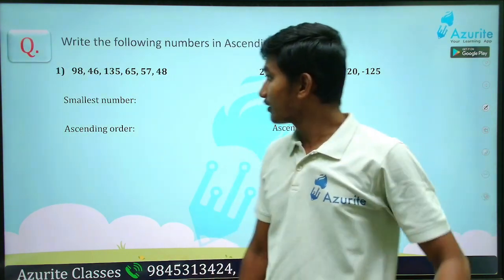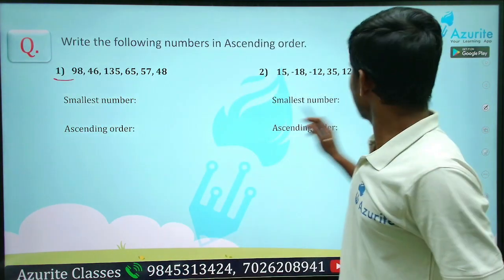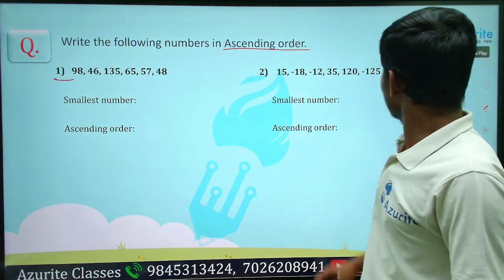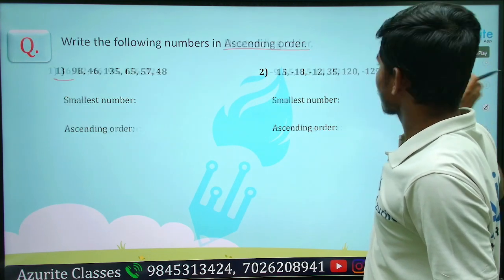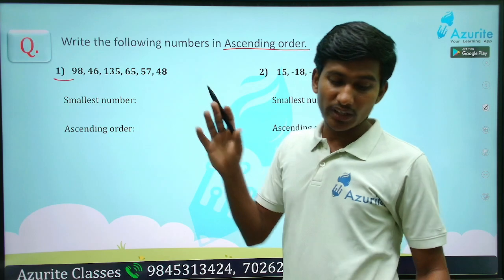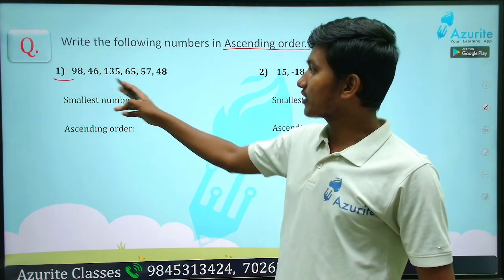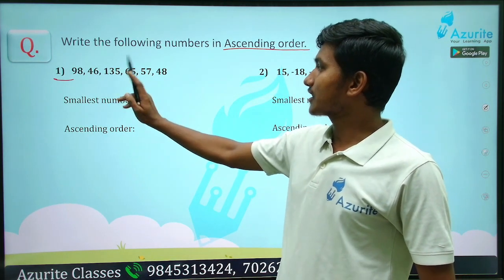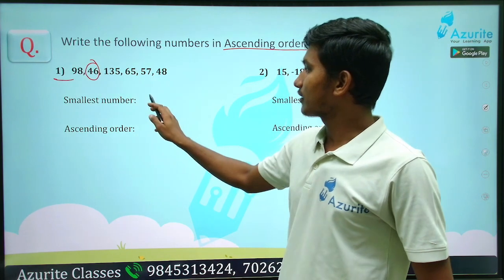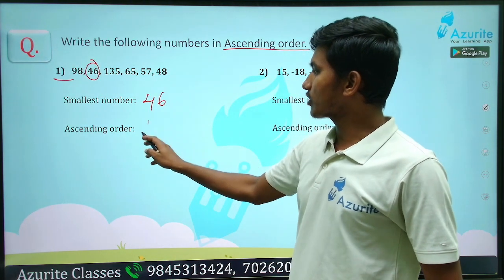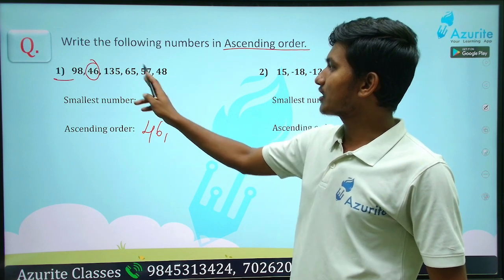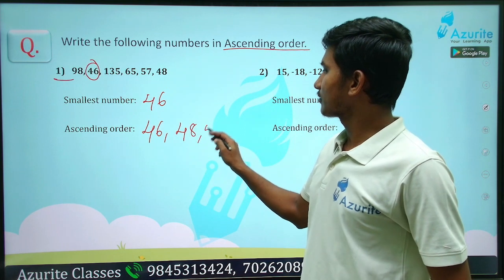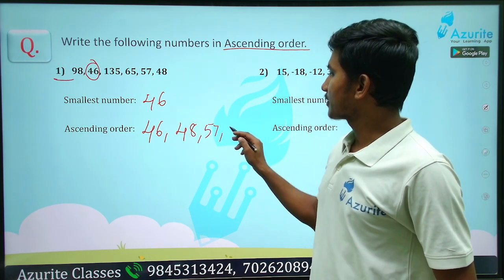So we will write the order here. They are asking only to write in ascending order. To write in ascending order, what do we have to know? The smallest number first we have to write. For the first question, what is the smallest number, tell me? 46, 48, 57, 65. So 46 will be smaller. First we write the smaller number in the order. After 46, which is smaller? 48. After 48 is 50, then 57. After 57 is how much? 60, 65.